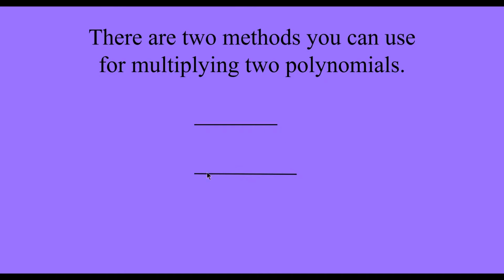So that was multiplying a monomial times a monomial, or a monomial times a binomial. Now we're going to multiply two polynomials. It doesn't have to be a monomial this time. And there are two methods, and the first method has been going on forever, and it's called FOIL. And the other method has been taught a little more recently, and is called the box method.